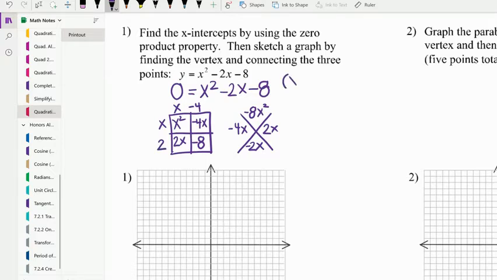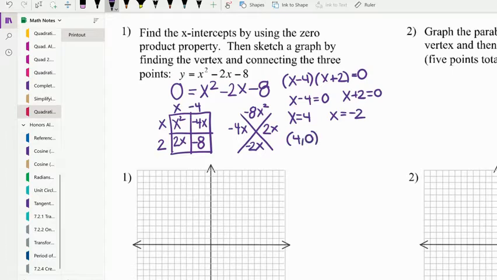And then we're going to set both of those factors equal to 0. And because of the zero product property, I can now separate these. x minus 4 equals 0, and x plus 2 equals 0. So our x-intercepts are 4 and negative 2. So we have (4, 0) and (negative 2, 0). So I'm going to go ahead and plot those. So (4, 0), (negative 2, 0).